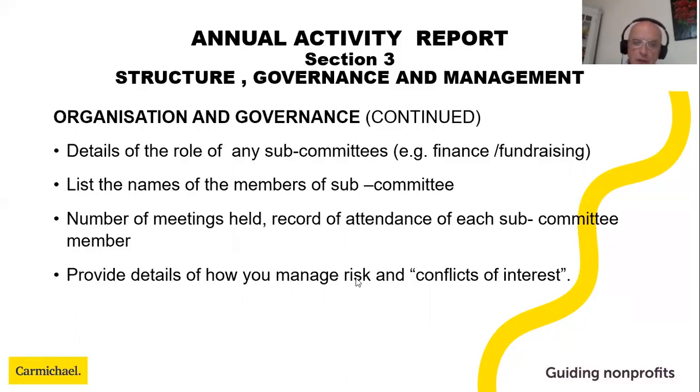Provide details of how you manage risk and conflicts of interest. Risk and the management of risk, I think, should be reviewed perhaps about twice a year at least. And of course, conflicts of interest: the emerging protocol there would appear to be that at the start of every meeting now, it's a good idea that the first item is that conflicts of interest be declared, to make sure that the meeting runs smoothly otherwise.